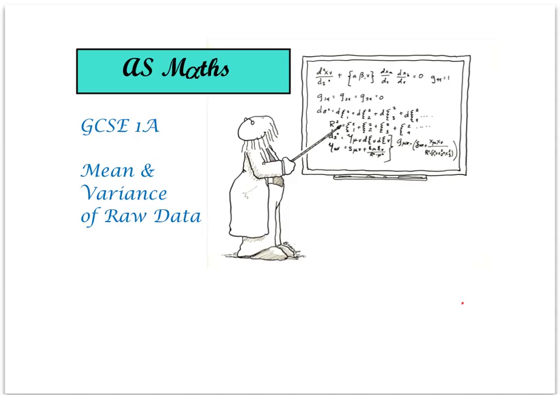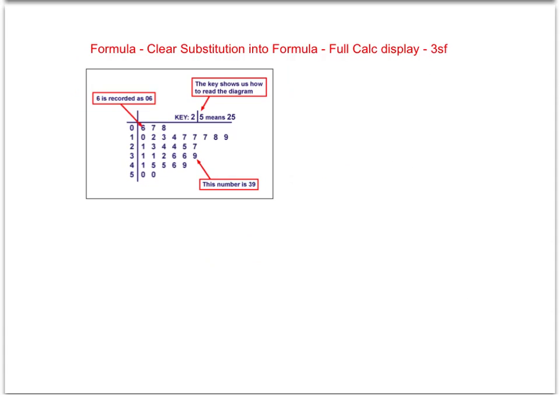Raw data just means that you've got the actual numbers in a list. I'm going to run over how to do the mean and variance and show you the correct notation to use. So when we calculate the mean, we start by adding up all the data, and we write that mathematically like this. That means the sum of x, all the x's, all the bits of data added up.